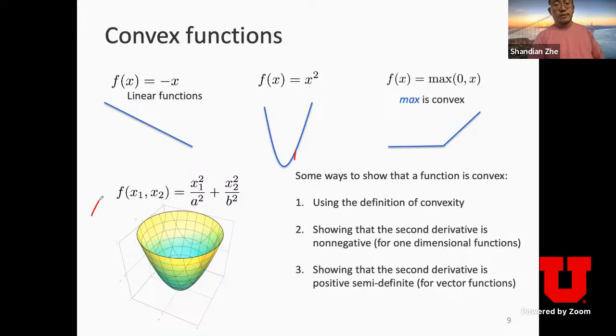And also this one. You can see this is a 2-dimensional function. You've got 2 variables, f is equal to x1 squared over a squared plus x2 squared over b squared. This is a cone. This is also a convex function.